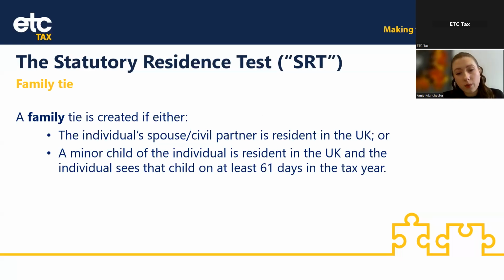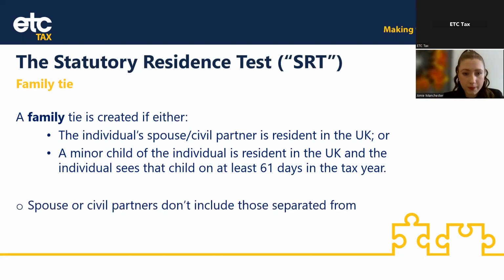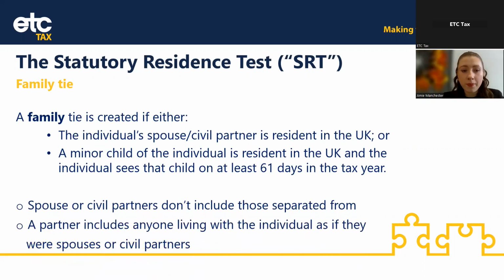It's worth noting as well, children at boarding school will not count as a family tie, provided that they spend less than 21 days in the UK outside of term time. So that is something you need to consider if any of your clients do have children at boarding school. Spouses and civil partners don't include those separated from, and a partner includes anyone living with the individual as if they were spouses or civil partners.